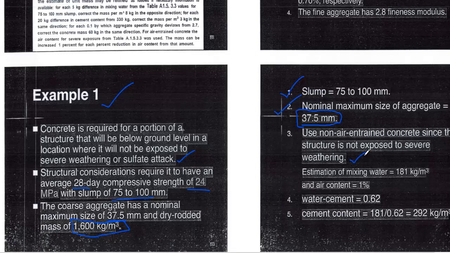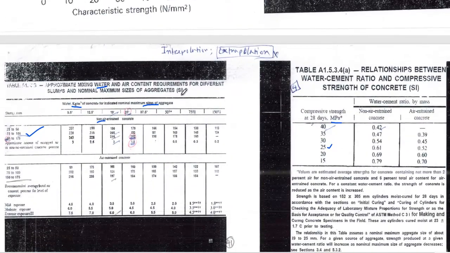Okay, so usually we consider this is non-air entrained. So now we need to calculate the water. They consider this is 181 kg per meter cube. Now check how did they find it. Here we can find it.